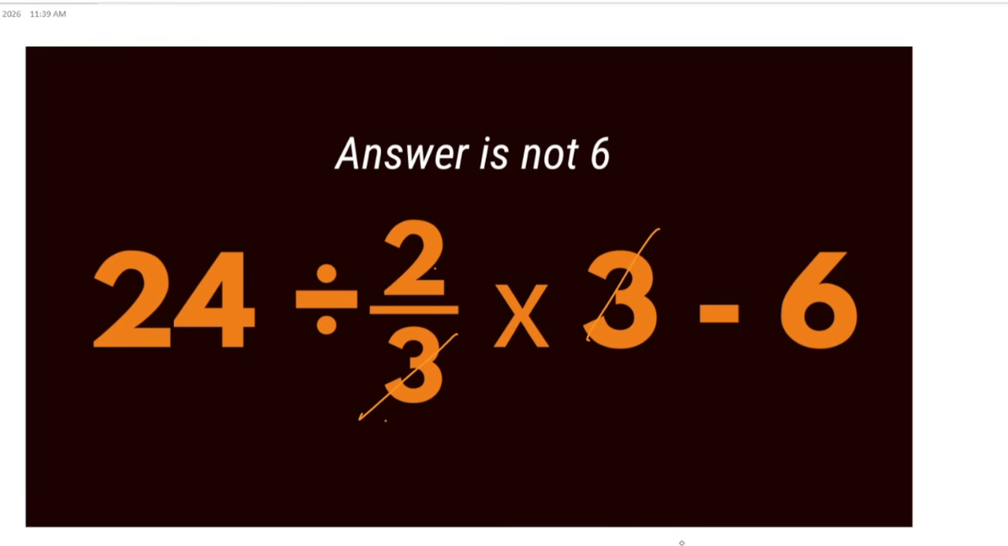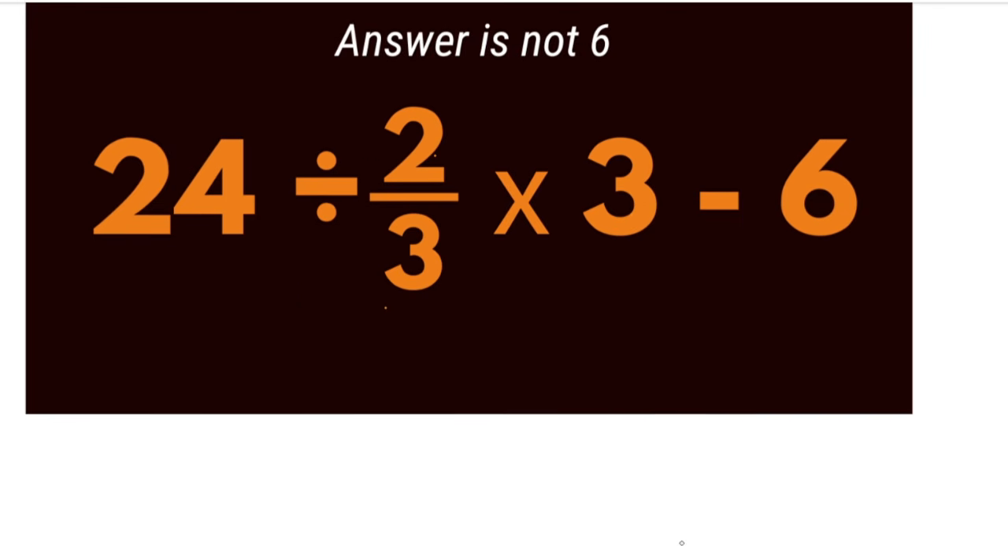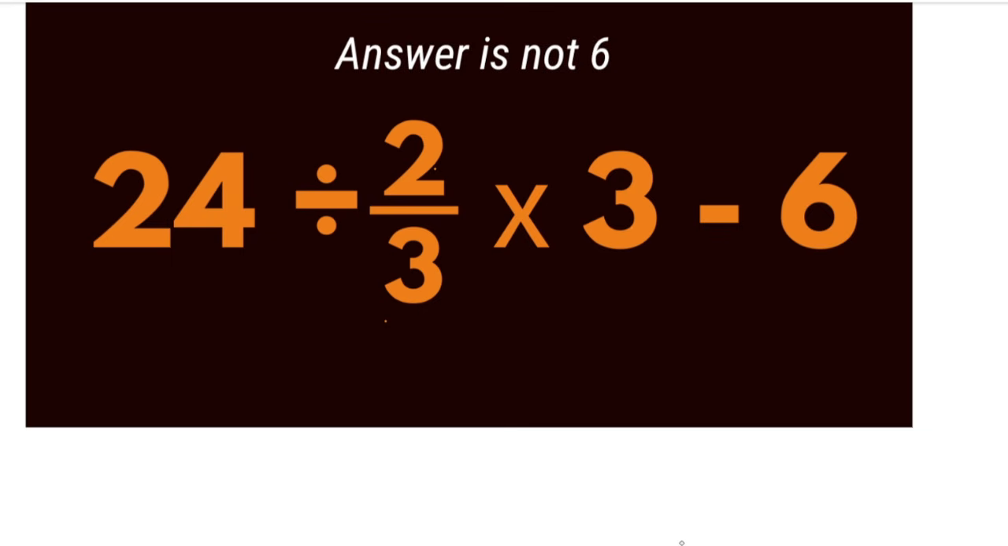Math does not just reward guessing. So let's slow it down and do this properly. How do we solve this? The first rule is that division by fraction is never normal division. When you are to divide by a fraction, you don't divide the normal way. That is where you use the keep, change, flip rule, where you keep the first number, you change the operation, and then you flip the fraction.